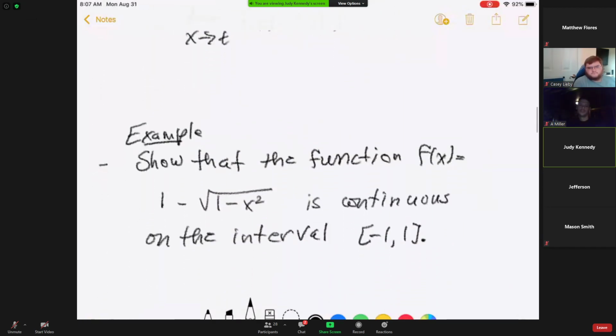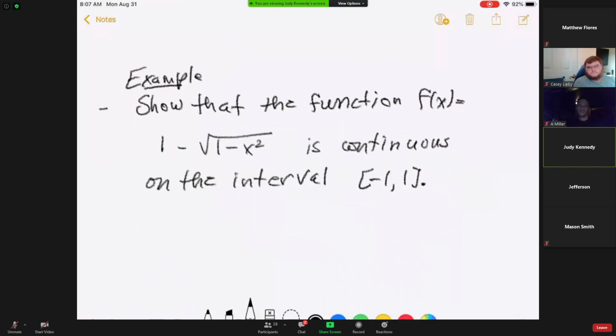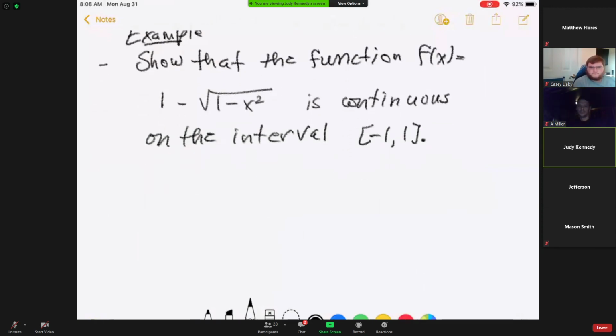Okay, let's do an example. Let's show that the function f of x equal to 1 minus the square root of 1 minus x squared is continuous on the closed interval -1 to +1. Okay, first question, what is the domain of that function? Can anybody tell me? What do you have to worry about as far as the function being defined?